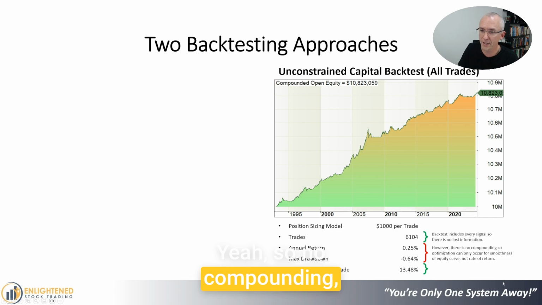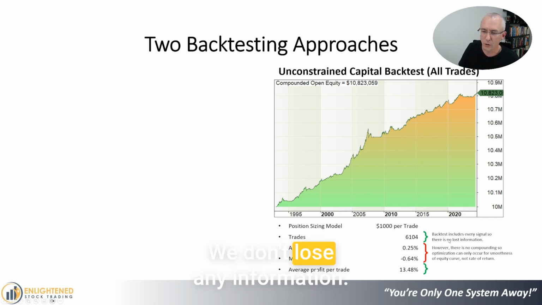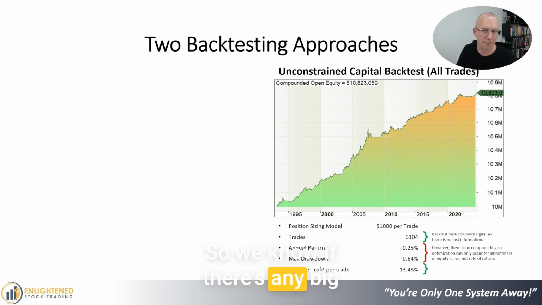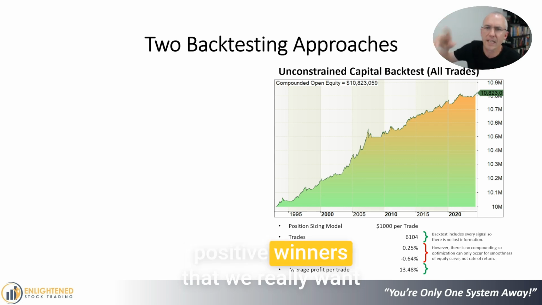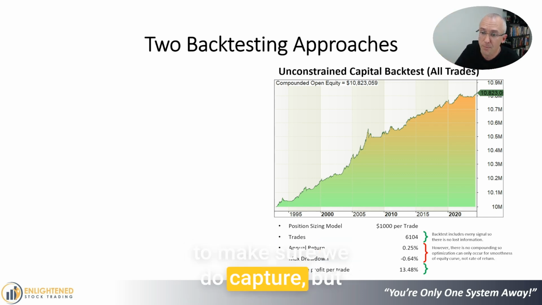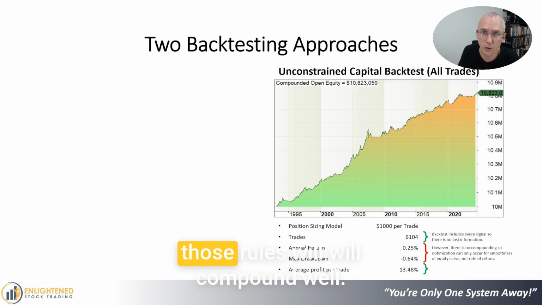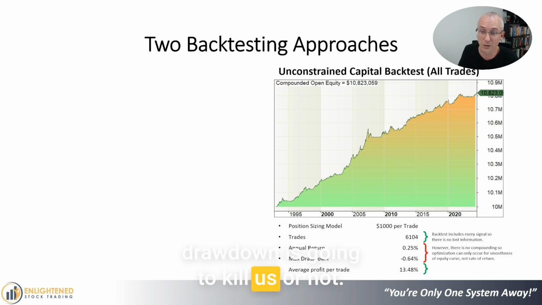So no compounding, but we do get every signal. We don't lose any information. So we know if there's any big ugly outliers waiting there to come get us, or we know if there's any huge positive winners that we really want to make sure we do capture, but we don't know whether or not those rules will compound well. And we don't know whether the drawdown is going to kill us or not. So that's a real problem.